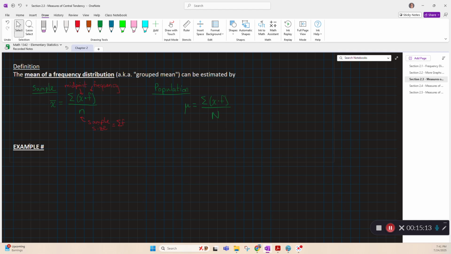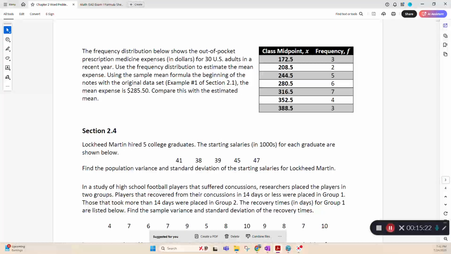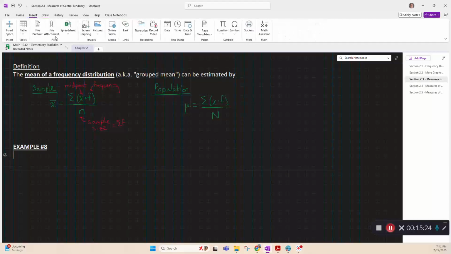Example number 8. Okay, let me go grab it. There it is, right there.